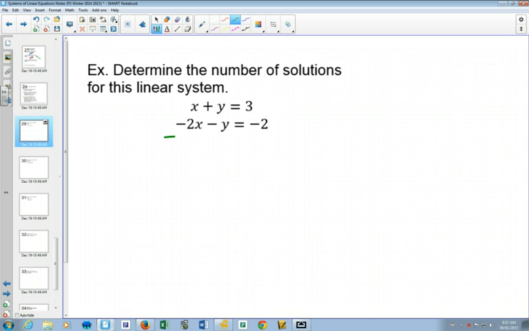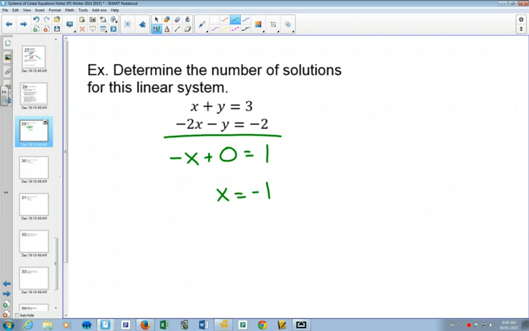If you did use elimination, you could either eliminate the x's or the y's. In this example, can you see that the y's already have the same coefficient and they're opposites? So if we add these equations right away, I'm going to get negative x plus 0 equals 1, so x equals negative 1. Now you would have got the same answer if you would have multiplied by 2 to cancel out the x's. You would have got the same answers if you would have used substitution.